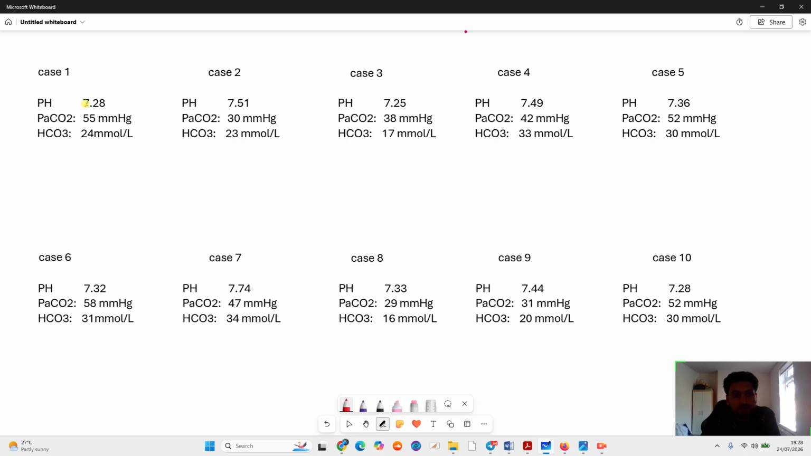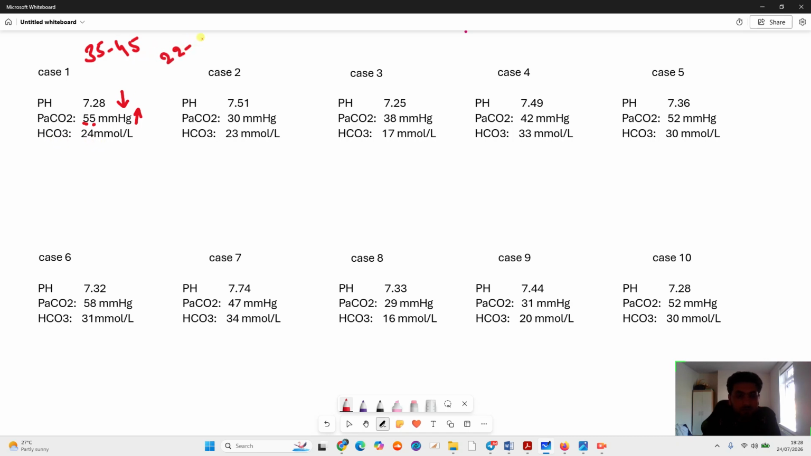Here is case 1 and the parameters are given. The pH is 7.28, it means it's less. So when the pH is less, it means it's acidosis. So look for another parameter. Look here for the carbon dioxide. The carbon dioxide level is 50. Normally the carbon dioxide level is between 35 up to 45. So it means the carbon dioxide is more.